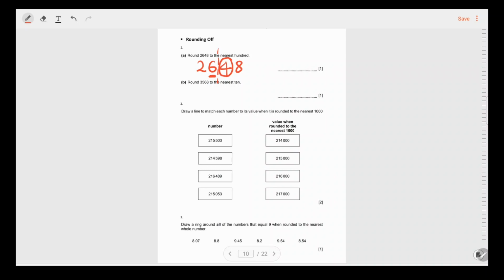So that's 2, 6. And then we need to change the two numbers that are after the dotted line into zeros. So 2648 is closer to 2600 than 2700.